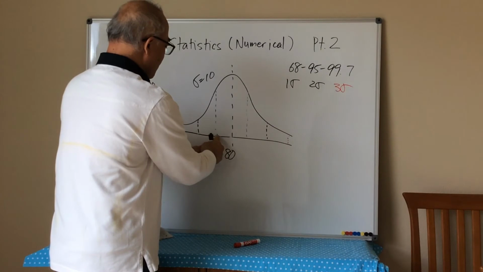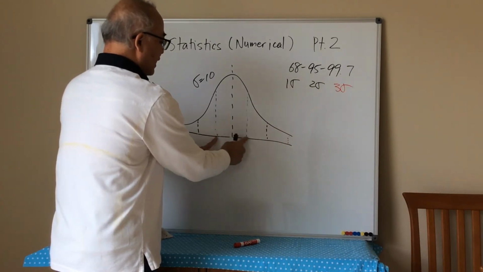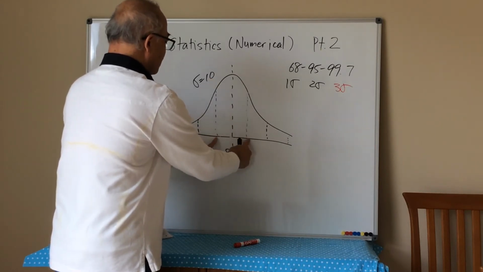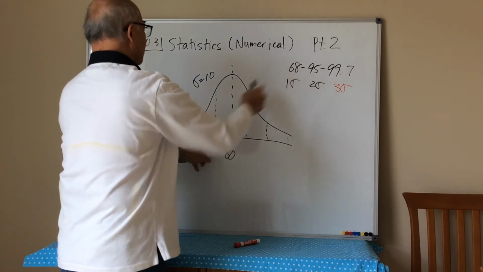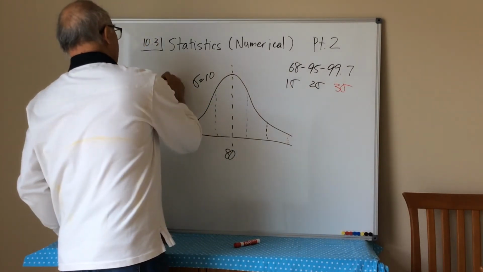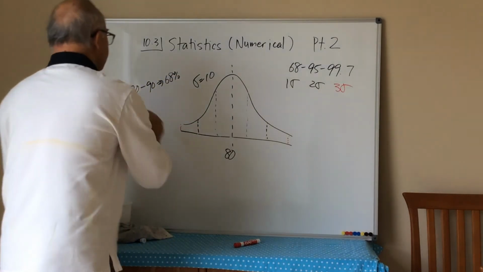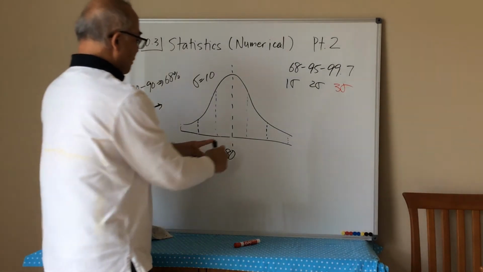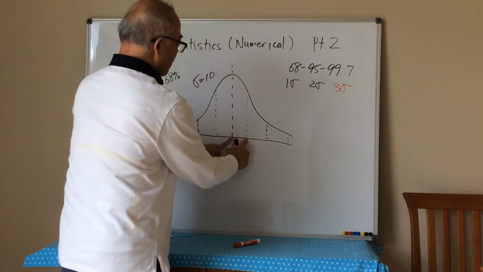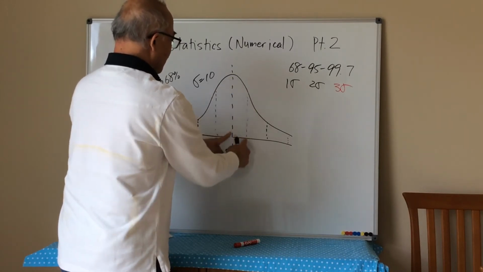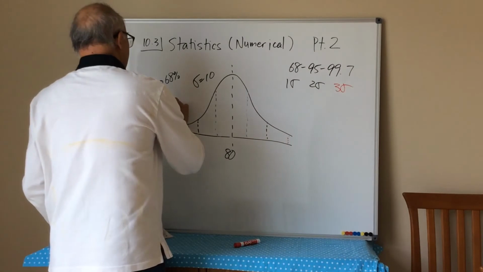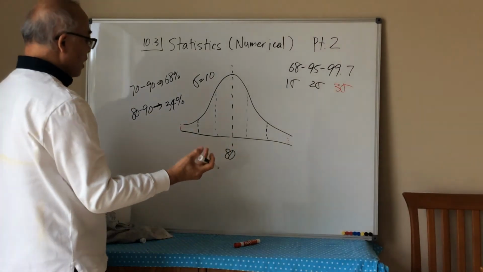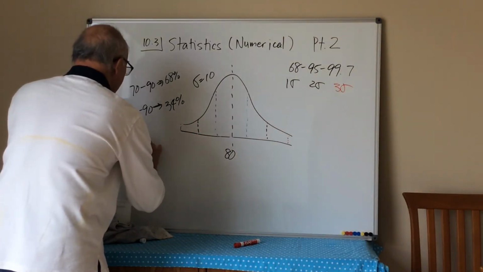70 would be right here because it's 1 standard deviation away, right? And 90 would be here because it's another standard deviation. Standard deviation was 10. So 70 and 90 would be here. And between these two, you're going to get what? 68%, right? If I asked you how many scored between 80 and 90, what would your answer be? 80 and 90 would be from here to here. So that's half of the 68%, right? So it's going to be 34%, right?